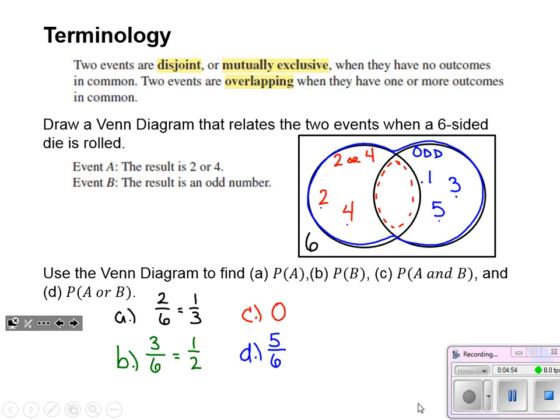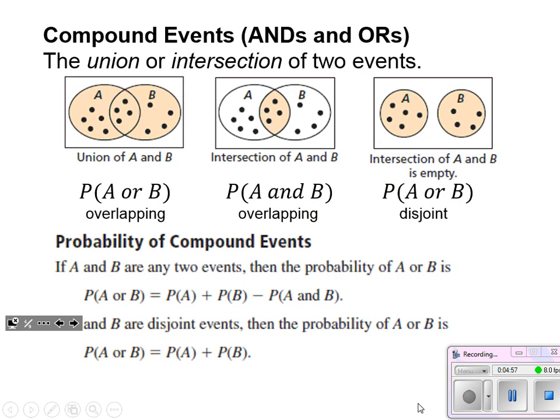All right, so a nice little visual cue. So here's some terminology to kind of back that up. Compound events. This is what I meant when I'm meaning ands and ors. Are we looking at the union of the two sets? And that's kind of what we saw in our little introduction there.